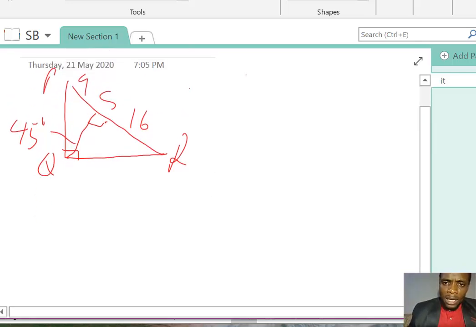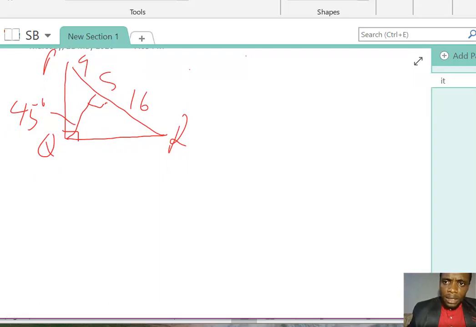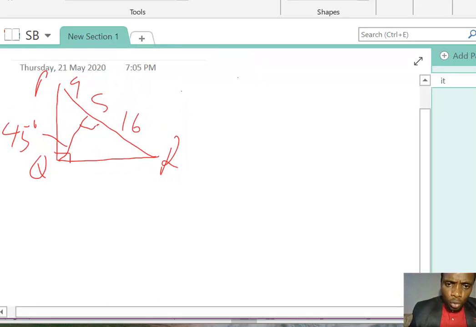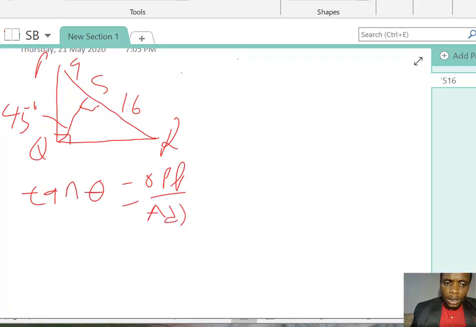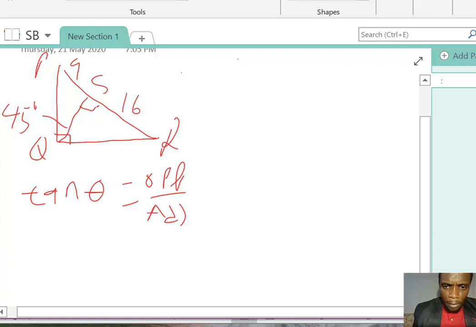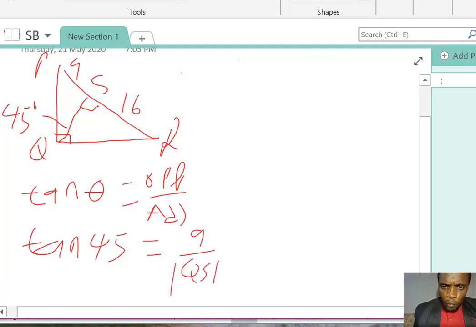So we are going to have tan theta equals opposite over adjacent, if you recall. Theta we said is 45 degrees, so tan 45 will be equal to opposite, which is now 9, over adjacent, which is what we are looking for. That is QS, the one we are asked to find.